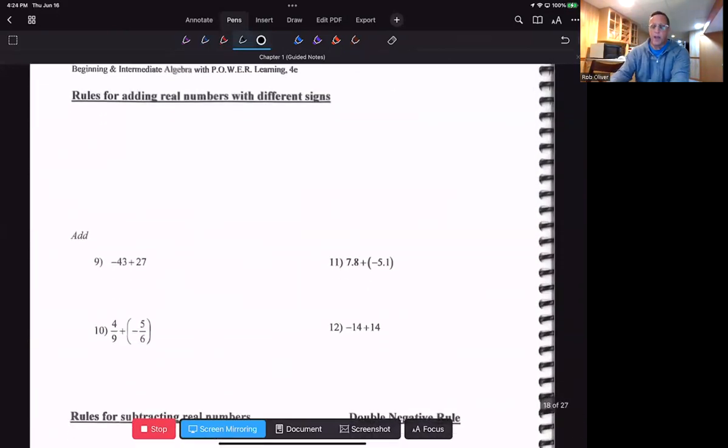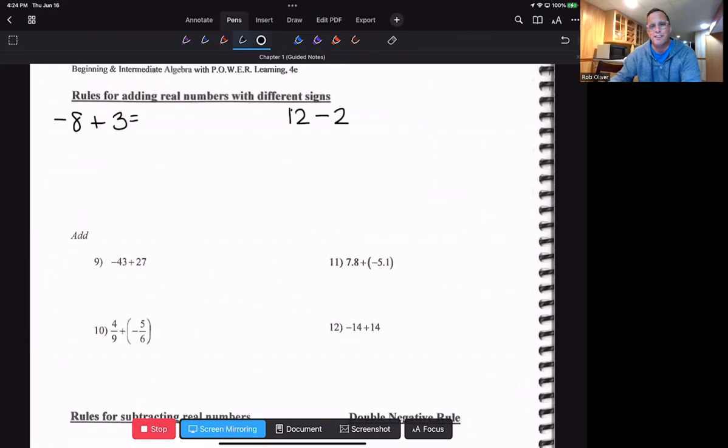All right, now the rules for adding real numbers with different signs is going to be like this. If we have something really simple, like negative 8 plus 3, okay, negative 8 plus 3, or 12 minus 2. 12 minus 2.